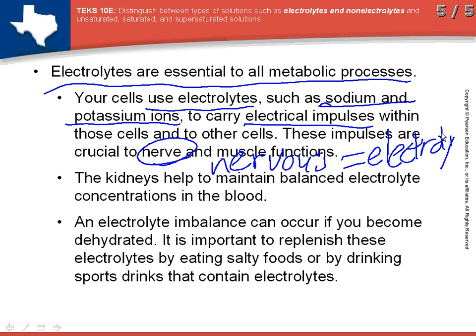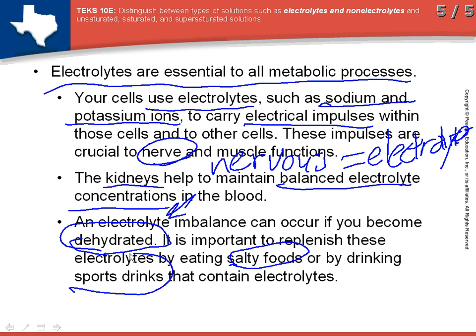In addition, your kidneys, the things that filter your blood, help maintain the balance of electrolytes in your body. If you become dehydrated, that means that you're losing your electrolytes, and you need to eat something salty or drink a sports drink like Gatorade, because when you're dehydrated, it means you don't have electrolytes, means your nervous system's not working anymore. That, folks, is what an electrolyte is, and why it is important.